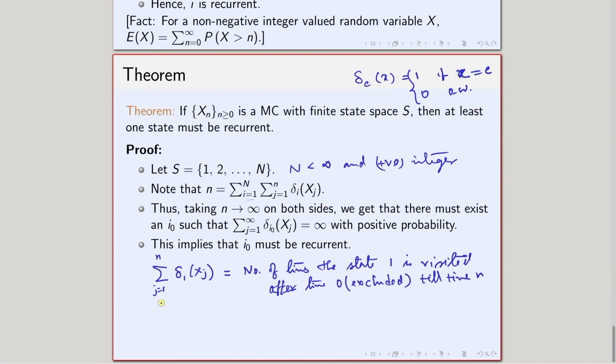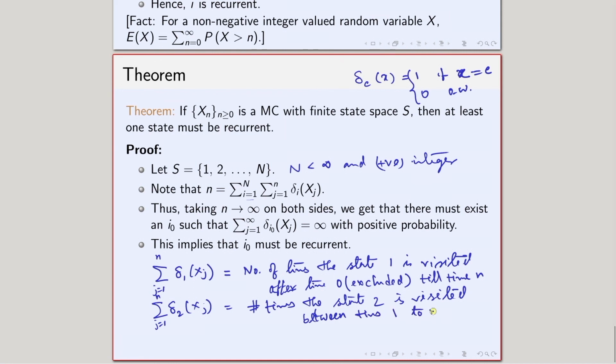Similarly, when I take i equals 2, that is the summation of delta 2 xj, which is again the number of times the state 2 is visited between times 1 to n, and so on. Finally I have the summation of delta capital N xj, j equals 1 to n, which is the number of times the state N is visited between times 1 to n. So these are the quantities inside for different values of i. The first quantity is the number of times state 1 is visited, the second quantity is the number of times state 2 is visited, and so on.